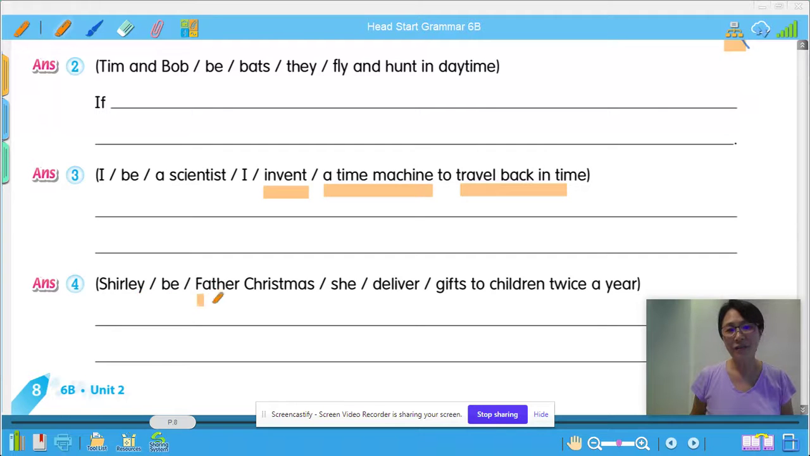Question number 4. Shirley is a girl. B. Father Christmas. Father Christmas is another name for Santa Claus. 聖誕老人. She deliver. She send gifts to children twice a year. So would you like to receive presents twice a year or once a year? I guess you have already been receiving twice a year because you also get present during your birthday, right? Okay, so this is page 8.